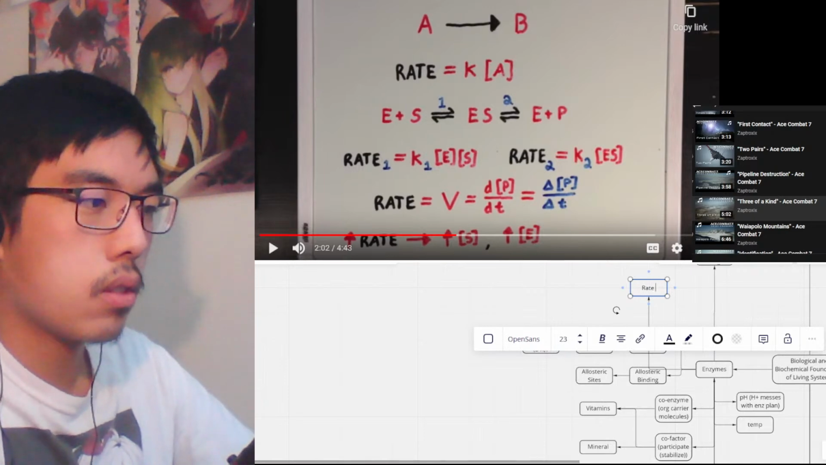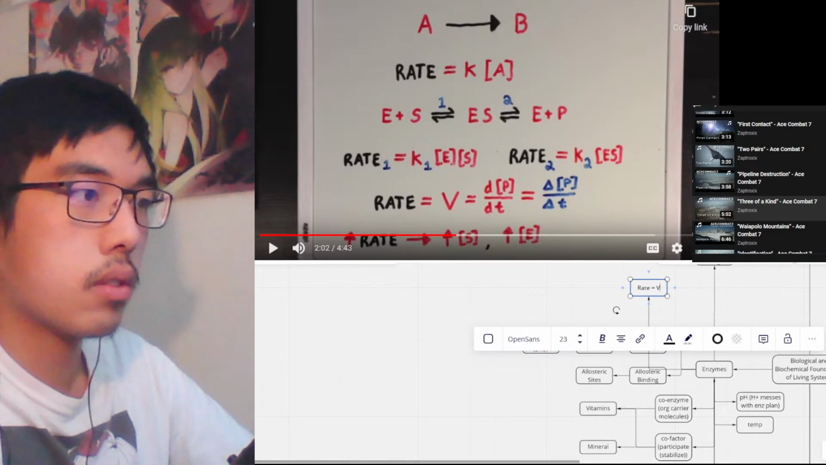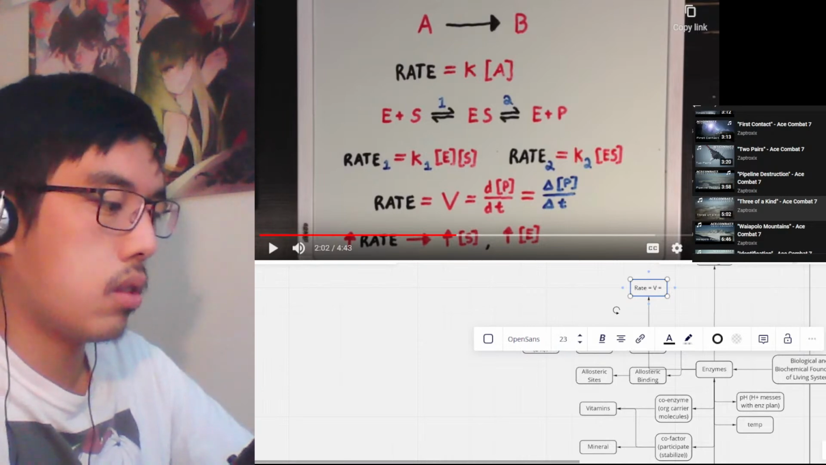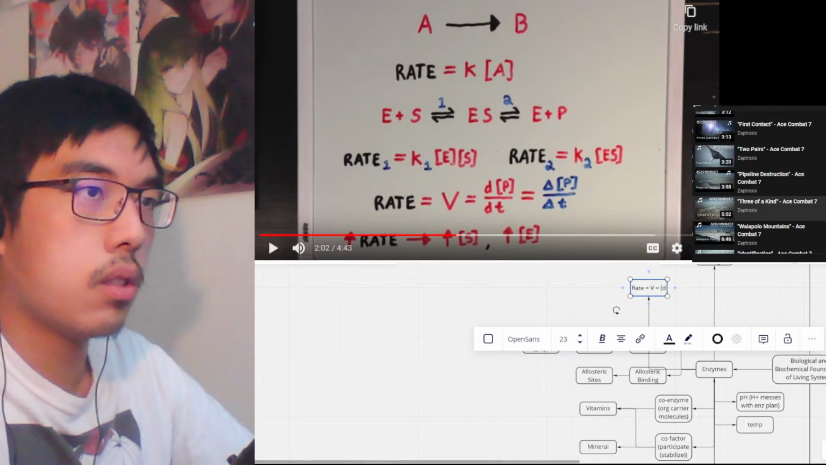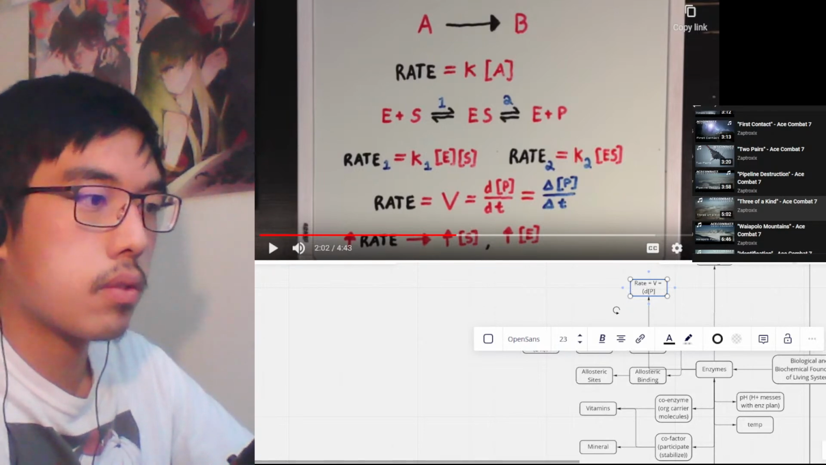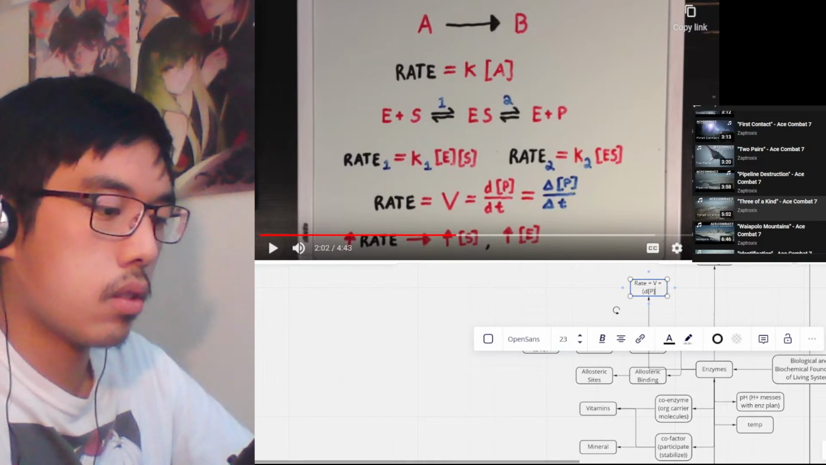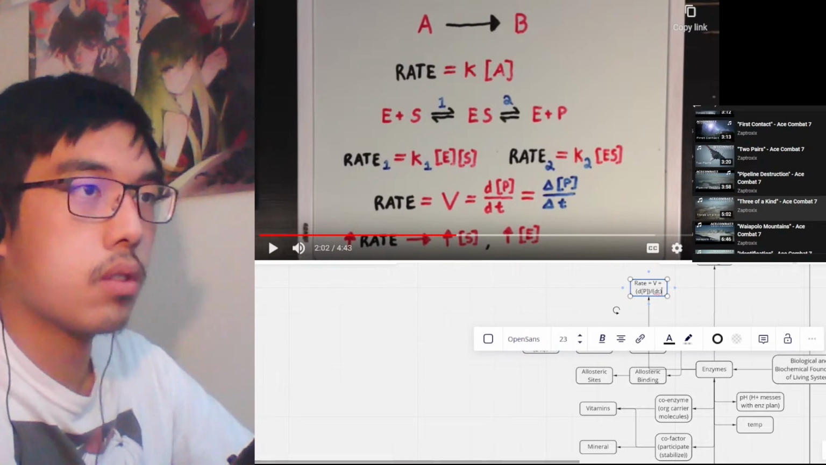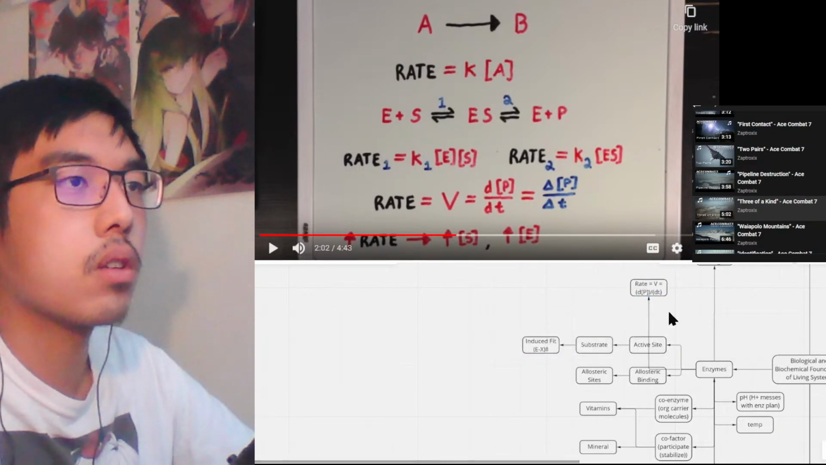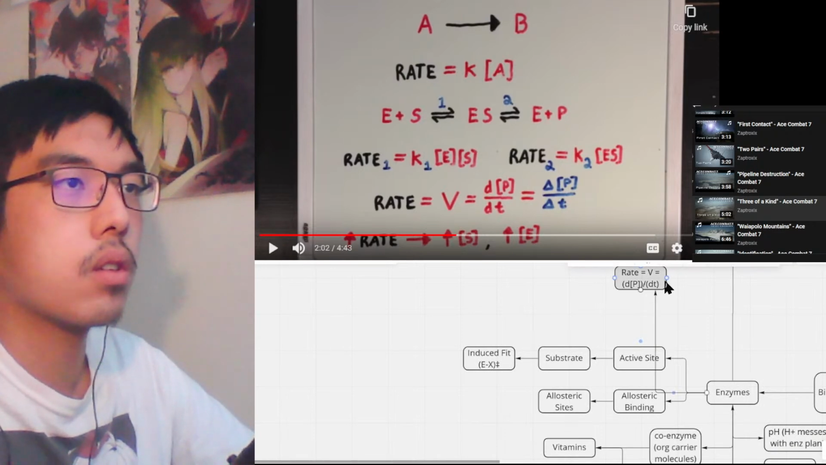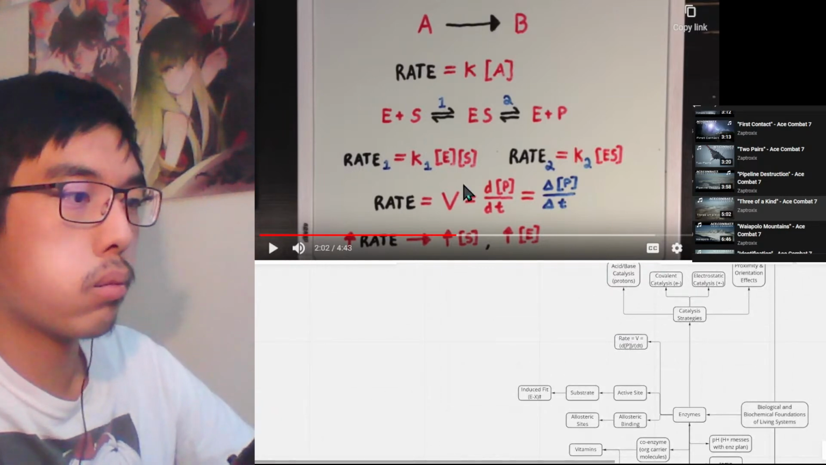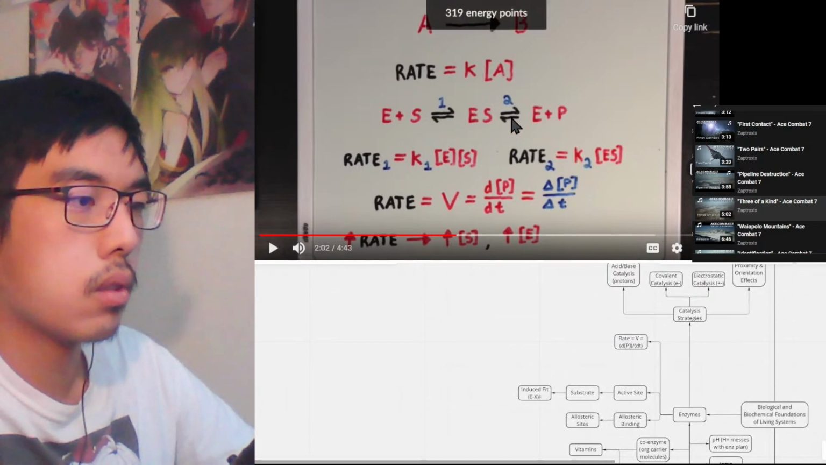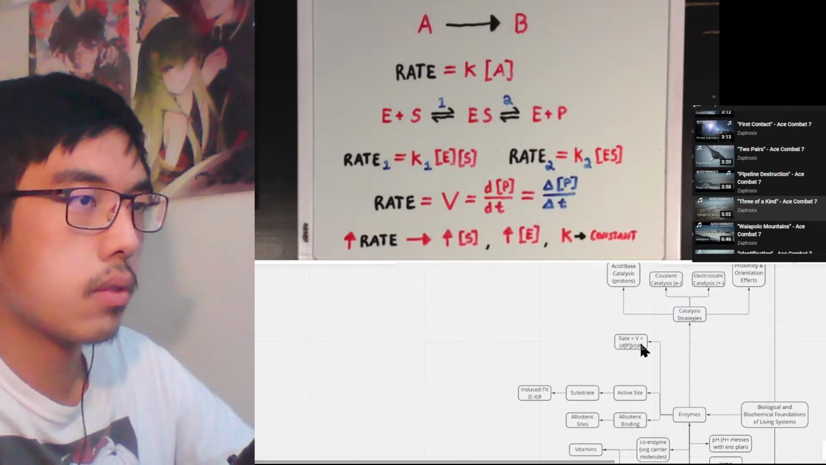Rate is equal to V is equal to dB over dt. Okay. Since we're going to assume that the K value is constant and can't be changed.